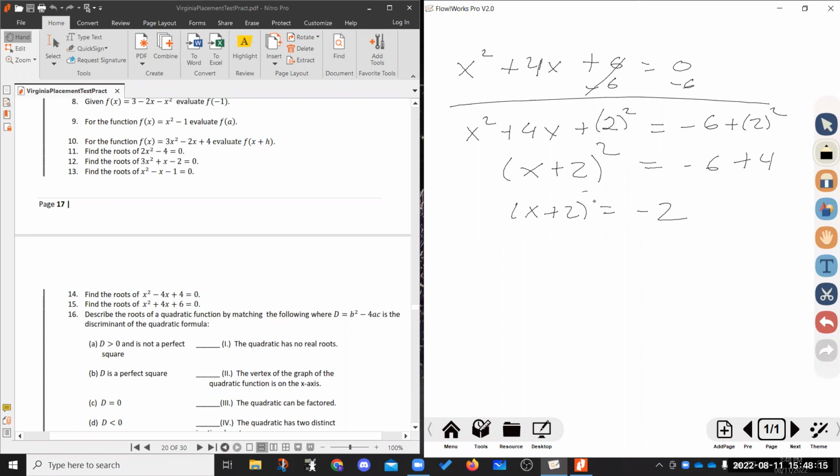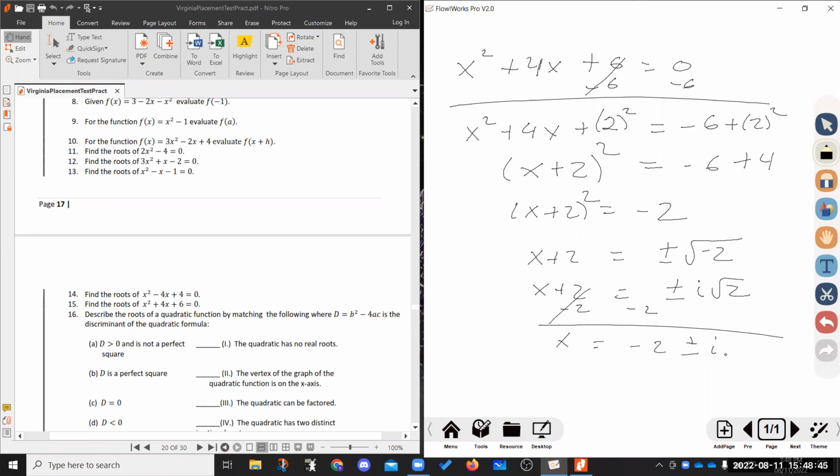You already see that this is probably going to give me an imaginary answer, because I shouldn't be able to square anything that's a real number and get a negative answer. I'm going to have to be squaring an imaginary number or a complex number. So I'm going to take the square root of both sides. x plus 2 is equal to plus or minus the square root of negative 2. So x plus 2 equals plus or minus i root 2. Let's subtract 2 from both sides, and x is equal to negative 2 plus or minus i root 2.